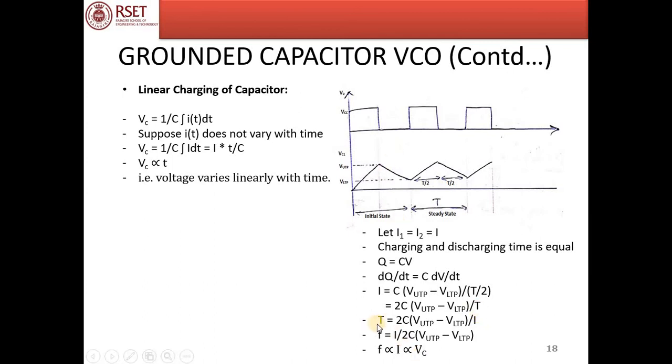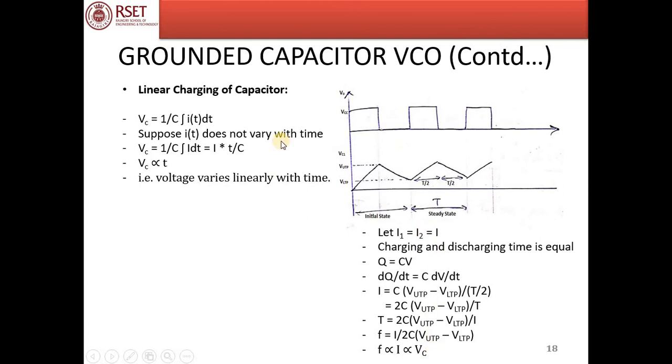Frequency is proportional to the current through the capacitor I, and that current source is managed by this modulating voltage source VC. So ultimately the frequency is proportional to VC. So we saw that in the VCO, the frequency of the output waveform can be changed by changing the control voltage VC.